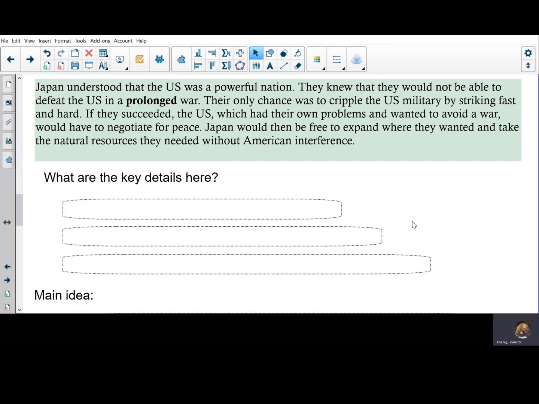Good. What else do you see here? Why do they have to strike fast and hard? Because America is powerful. And what happens if they do? Because if they would cripple us, we wouldn't be able to fight them, and then they could go ahead and do what they want. Good.